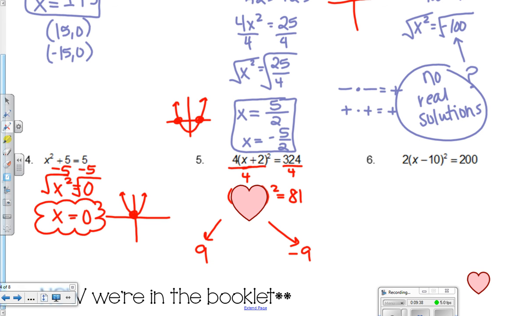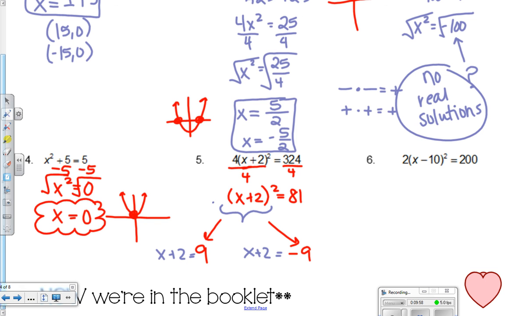Now, does that mean my answer's 9 or negative 9? I don't know. Let's see. If I move that heart back over here, I see that what the heart was covering up is what's equal to 9 or negative 9. This right here is 9 or negative 9. So I'm going to go ahead and set it equal. x plus 2 is 9, and x plus 2 could also be negative 9.